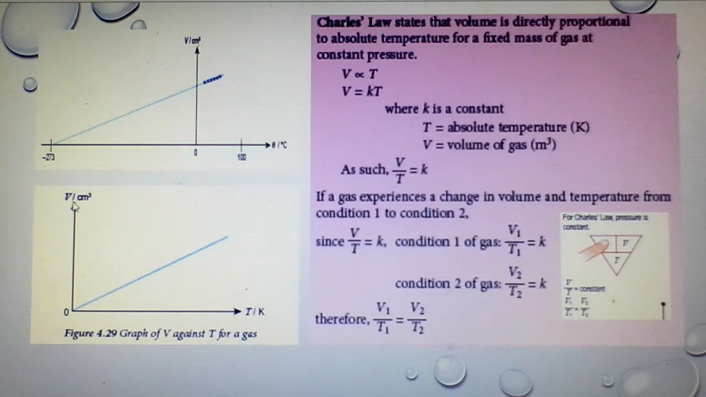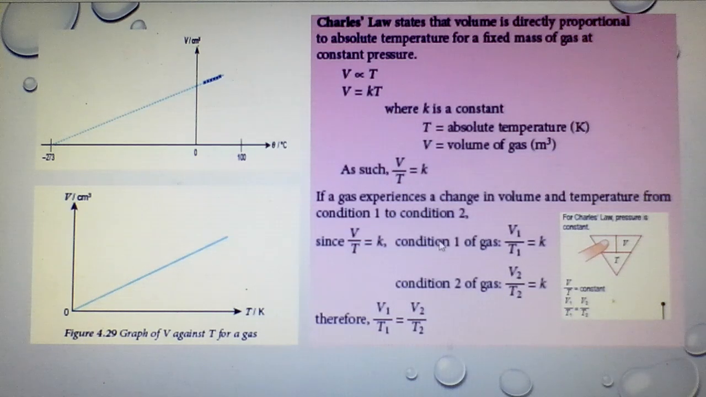If we convert the graph to V against temperature in Kelvin, we have a straight line graph passing through the origin, so V is directly proportional to absolute temperature. T is absolute temperature. So what is stated by Charles's law? Charles's law states that volume is directly proportional to absolute temperature for a fixed mass of gas at constant pressure. So V directly proportional to T, or V equals KT, where K is a constant. Thus, the ratio of volume and temperature is a constant.